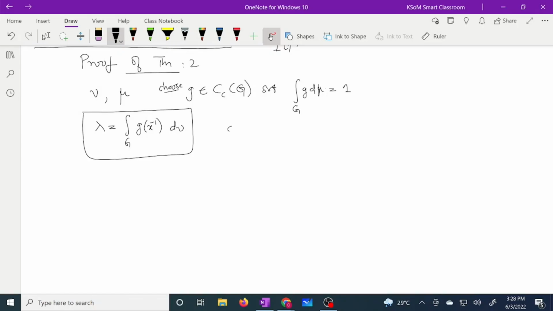Now let f be in Cc of G. If I show that the integral of f d mu is equal to lambda times the integral of f d nu, for every f in Cc of G, then using whatever I told you before, Riesz-Markov and Urysohn's lemma, you can show that mu is in fact lambda times nu. Okay, this for every f will imply this.